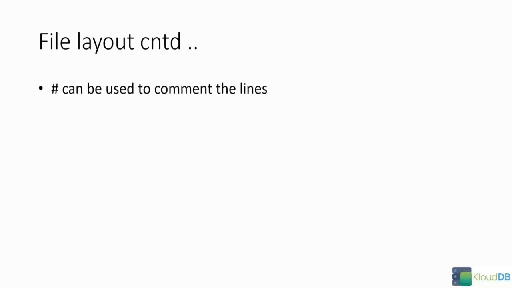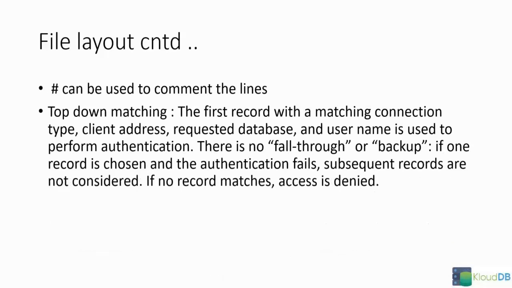In the file, if you see a hash mark, it means that line is commented out. And one very important thing to remember with pg_hba.conf is that there is top-down matching. The matching process starts from the top and goes down, and whenever a particular record is matched against the user or the host, it stops there. It doesn't go any farther. So the first record with the matching connection type, client address, requested database, and username is used to perform authentication. There is no backup.